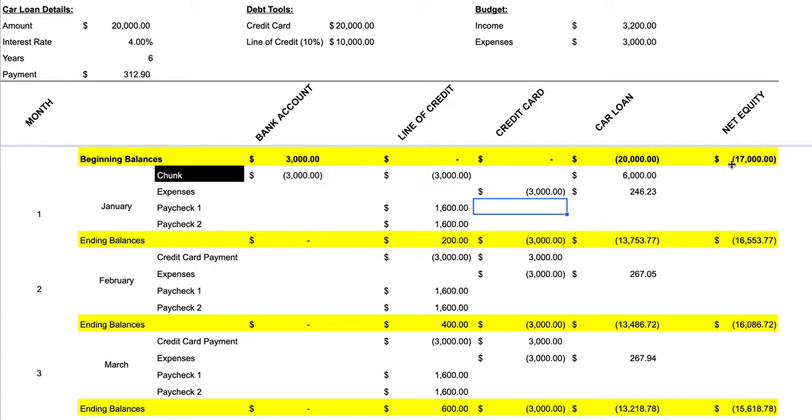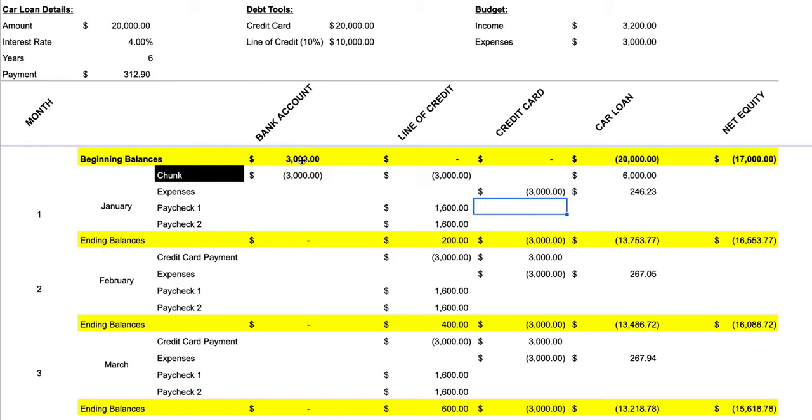And then over here is our net equity. Right now you can see that it's at negative 17,000. When you see the parentheses, that just means it's a negative. And then as it builds up, when it's positive, that means we don't owe anything, or we don't have any debt. That's our equity.